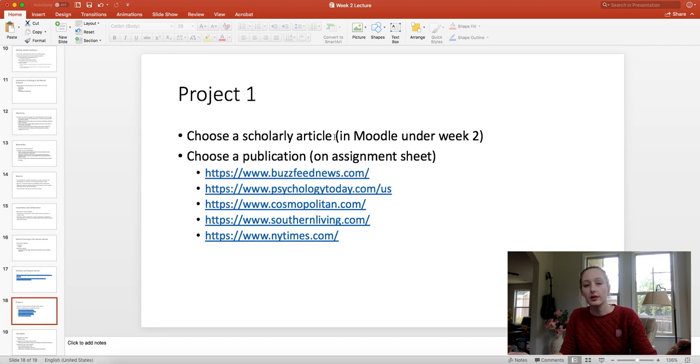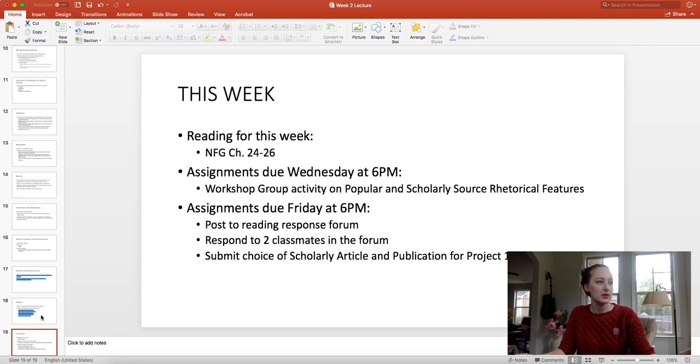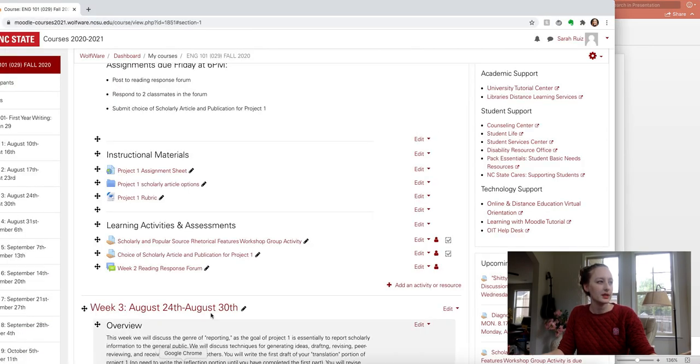So, you might be translating the scholarly article for BuzzFeed or Psychology Today, Cosmopolitan Magazine, Southern Living, the New York Times. Each publication has a different style, they have different audiences, they have a different purpose in communicating information, and so the way you're going to translate the scholarly article is going to depend a lot on which publication you choose.